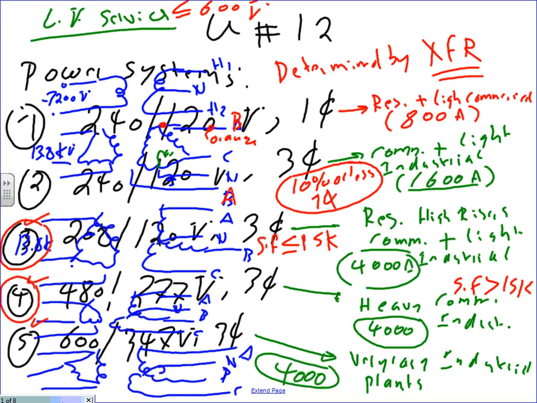Just to explain the power systems, every power system that you're going to encounter has some type of a transformer at the beginning of that power system. So here's what I did. There's two power systems, guys. You call it low voltage service. 99% of the time, you're going to be looking at low voltage service.